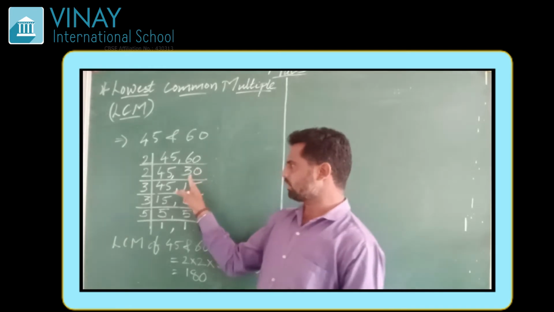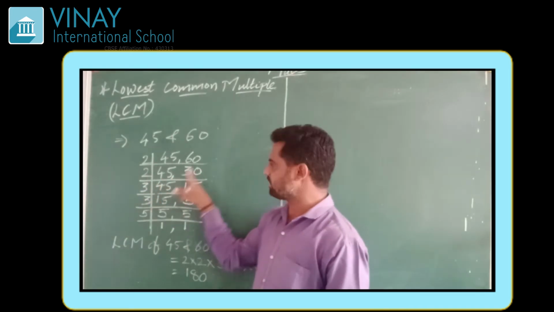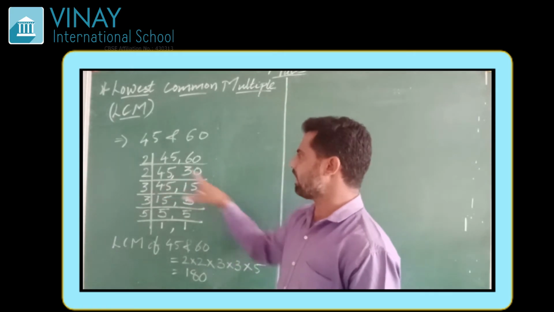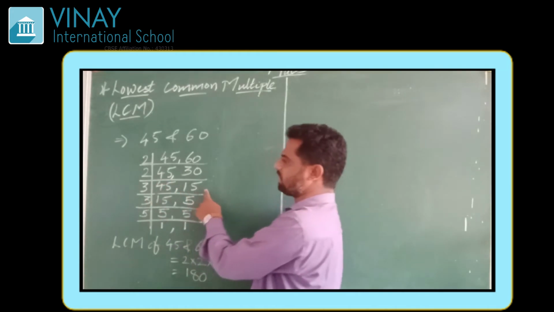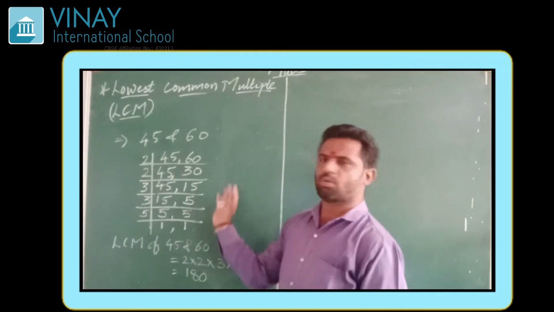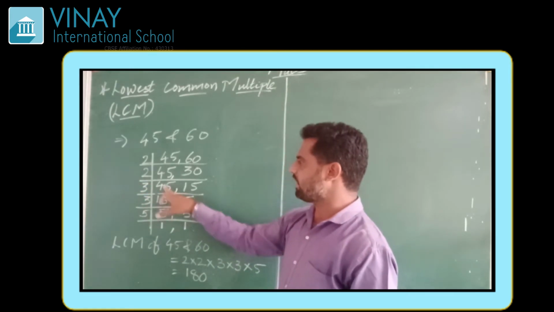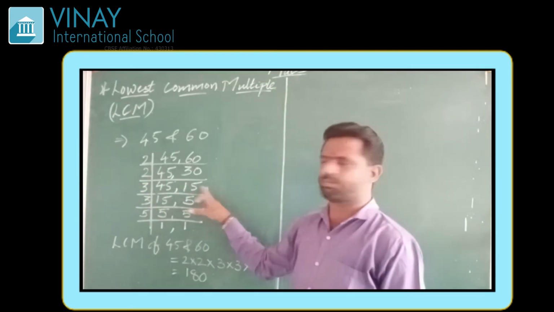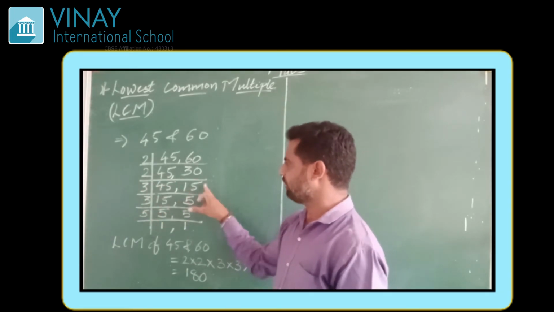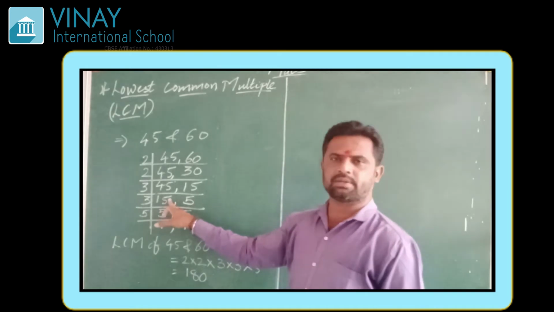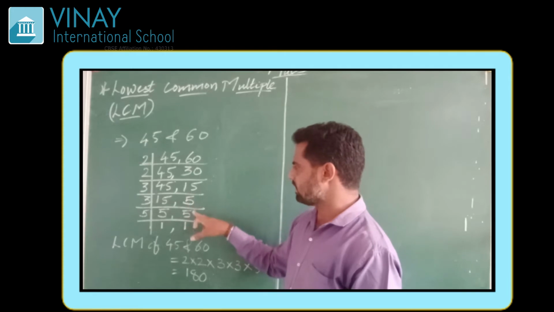Again 30 is divisible by 2, so we will divide it. 45 will come as it is. 30 divided by 2 becomes 15. Then both the numbers are not divisible by 2, so we move to the next prime number, that is 3. When we divide by 3, 45 and 15 are both divisible, so 15 threes are 45, 5 threes are 15. Again 15 is divisible by 3, so we divide again and it will be 5. This 5 will come as it is here.